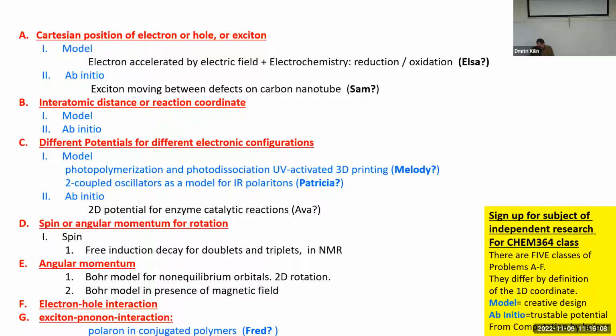Ab initio exciton moving between defects of carbon nanotubes. You need to watch me, help me with timing because it's a 4-year-long project. We'll cut you off. Thank you. So, honeycomb.